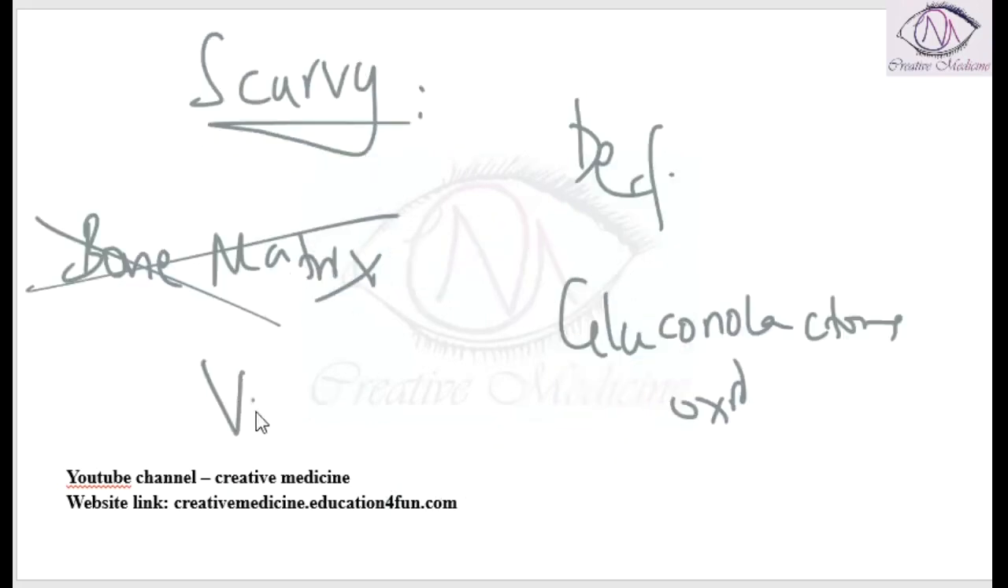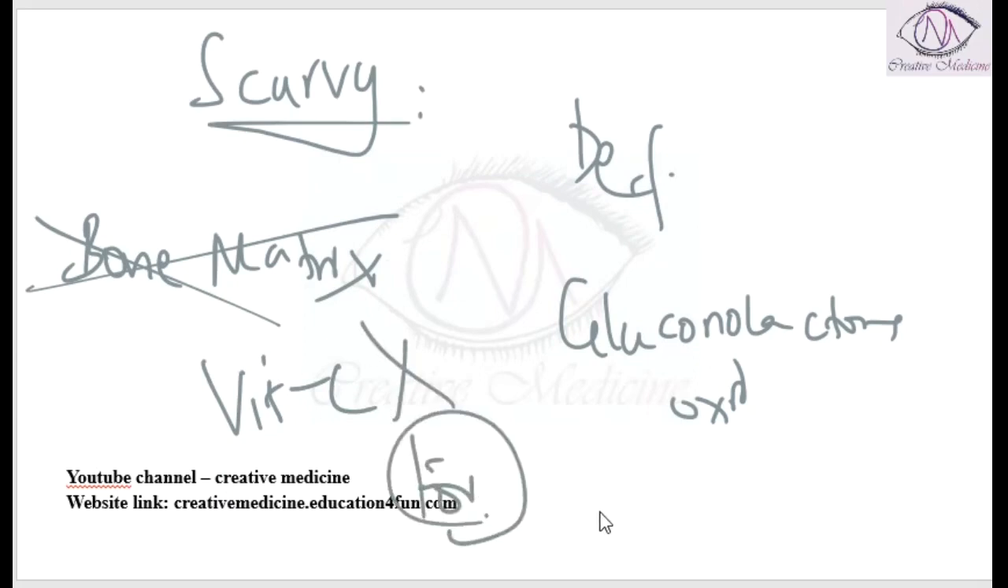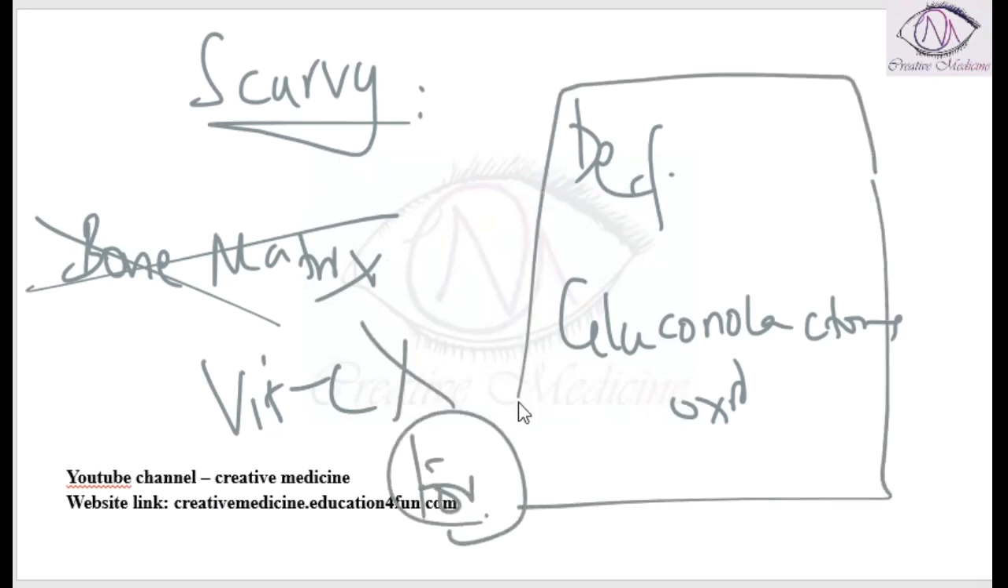So, vitamin C is not produced in our body. Why? Because of the absence of this enzyme, gulonolactone oxidase. Because of this absence, vitamin C is not produced in our body. It is not manufactured or formed in our body.